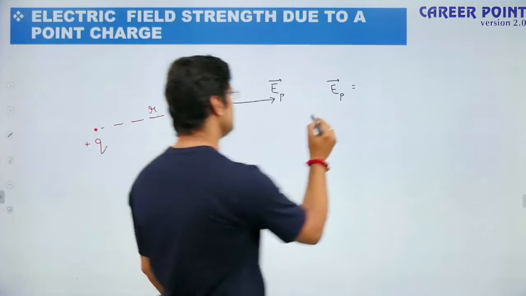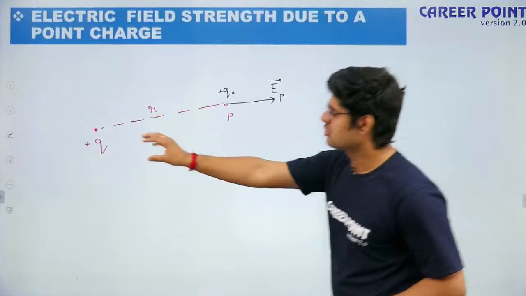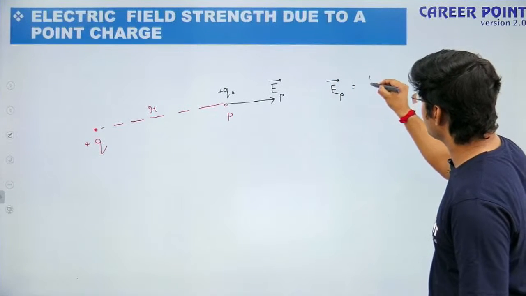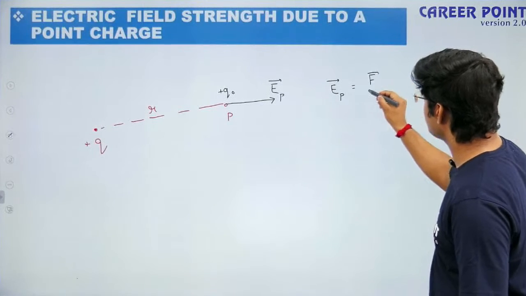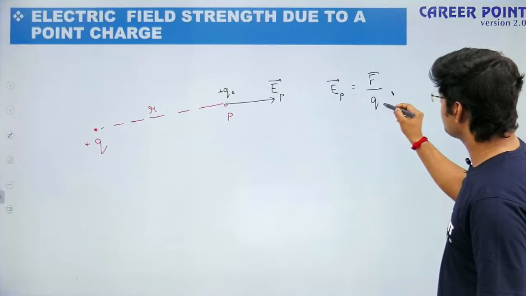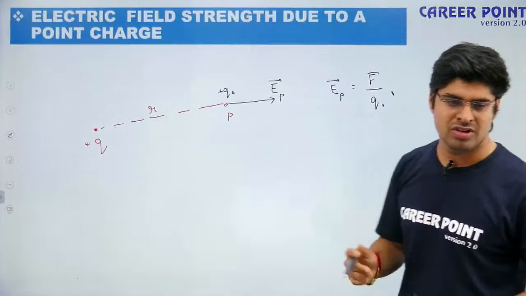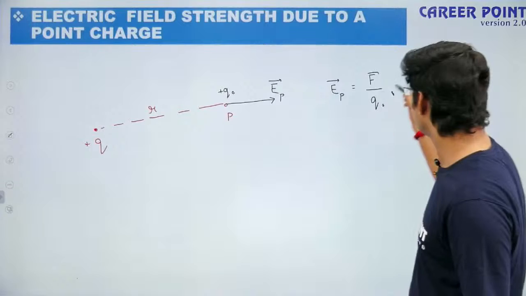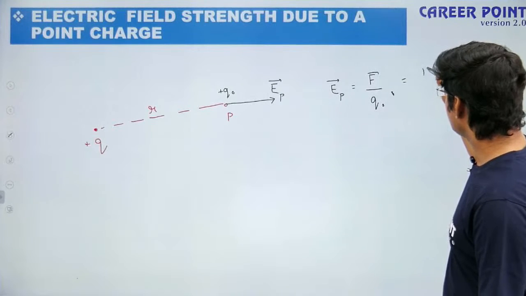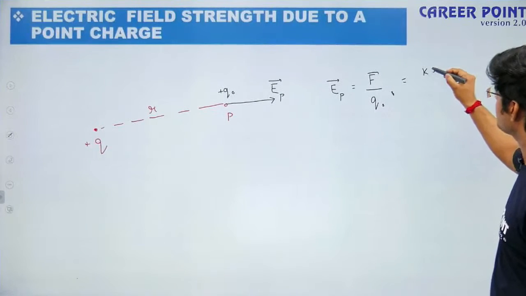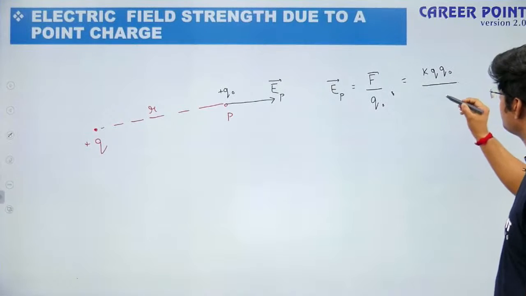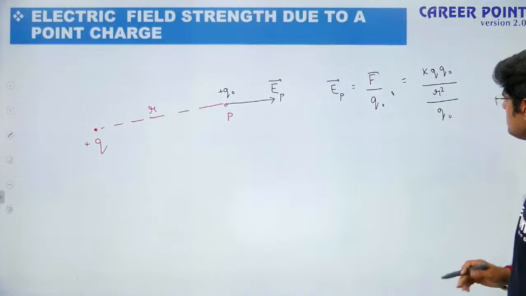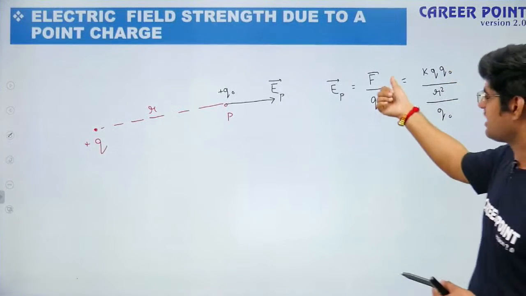Now in that case we can say electric field at point P due to plus Q will be given by the force experienced at point P, force vector, divided by Q naught. We already know by Coulomb's law that force between two charged particles can be given by K Q1 Q2, that means K Q Q naught divided by distance square, R square. This is the force vector.